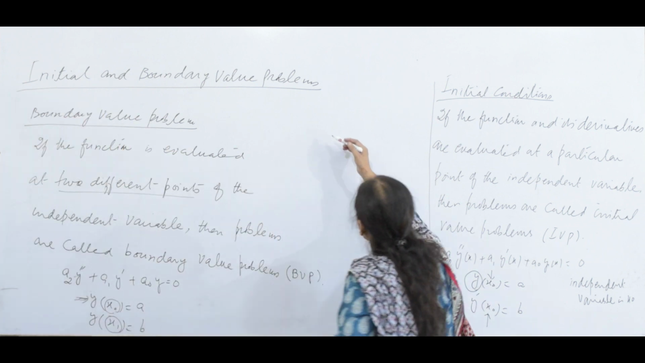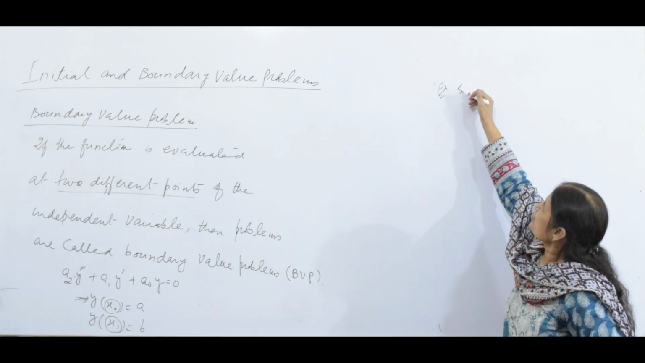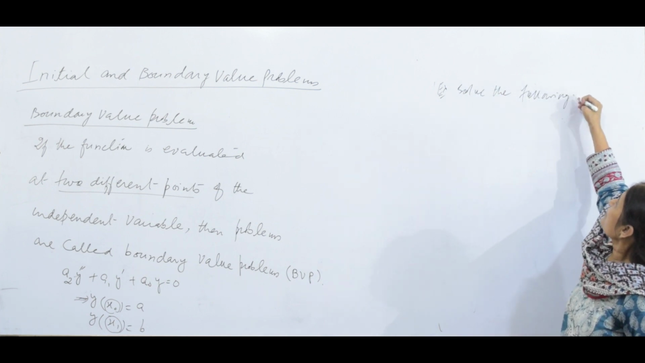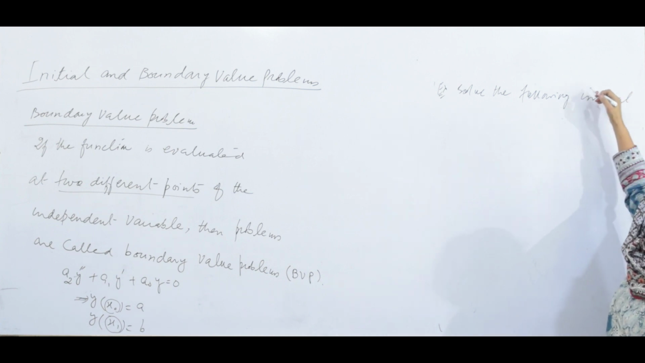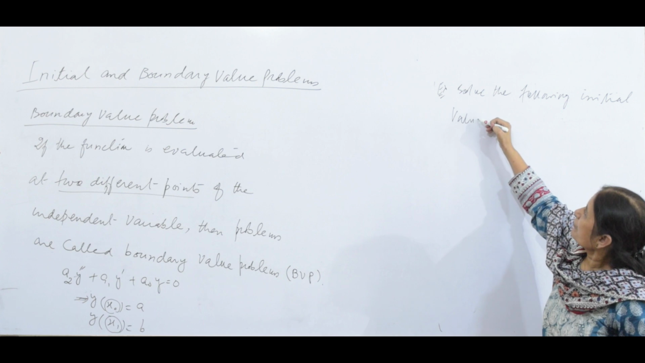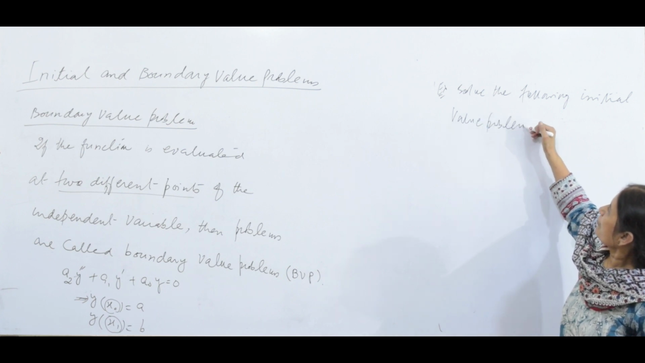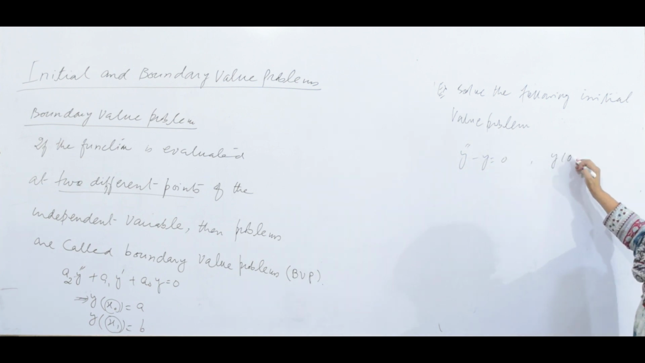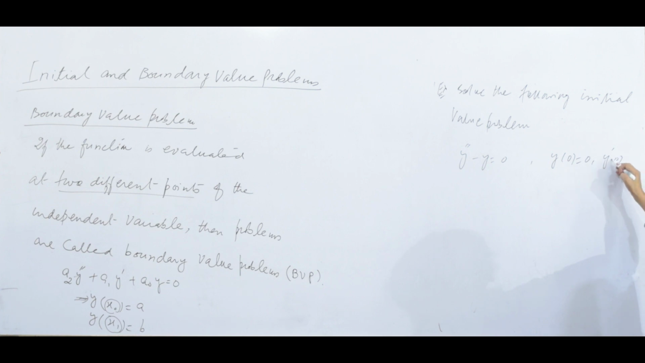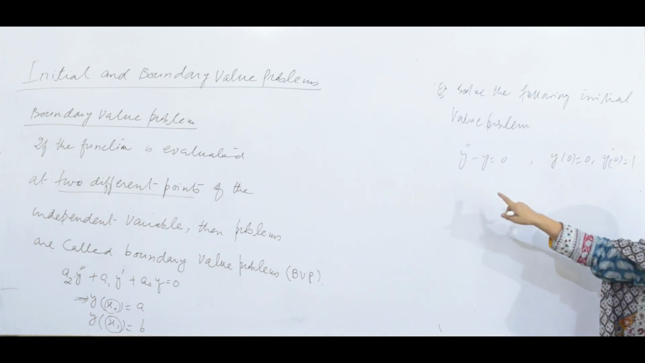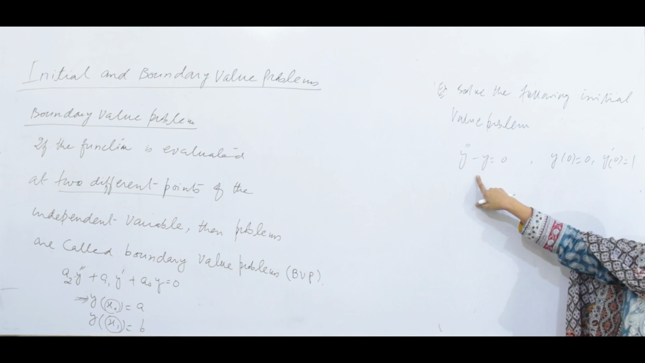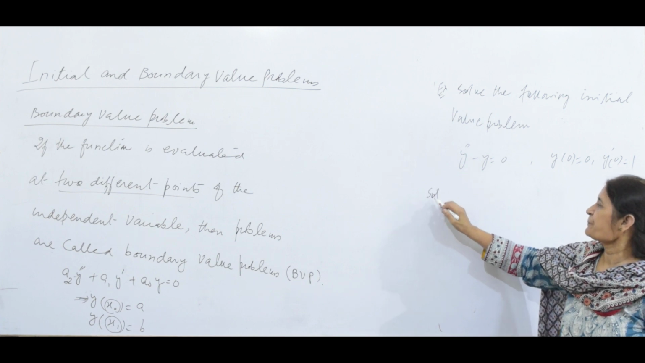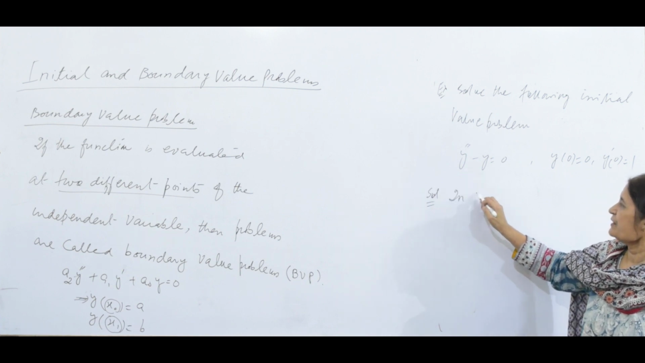Let me have an example. Solve the following initial value problem. Let me have y double dash minus y equal to 0, y of 0 is 0 and y prime of 0 is 1. This is a second order linear homogeneous differential equation. Let me write down the solution for this in D operator form.